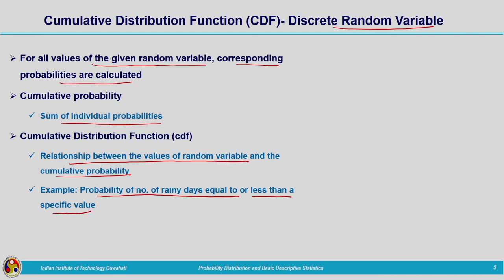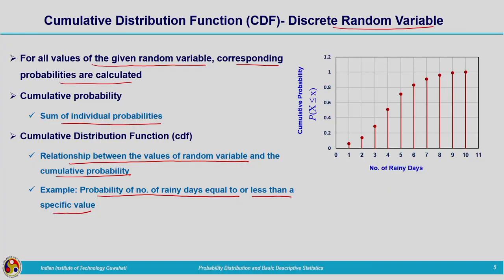We are not talking about rainfall equal to 2 days, as explained in the previous slide. In that case, we were relating the probability associated with the random variable corresponding to a specified value. Here, instead, we are talking about the number of rainy days less than or equal to 2, or the number of rainy days less than or equal to 5. That way, we get the representation based on the cumulative distribution function. So it can be plotted like this.